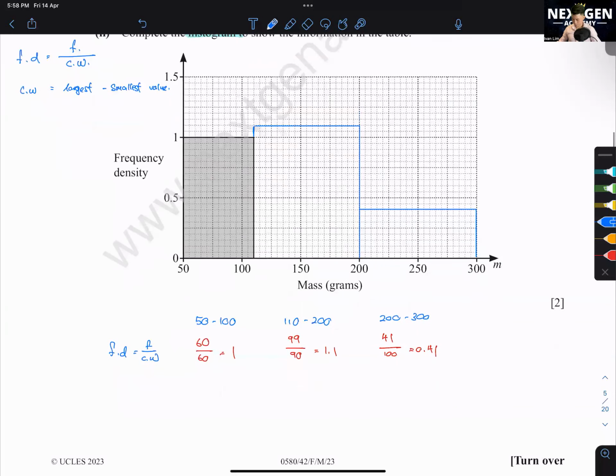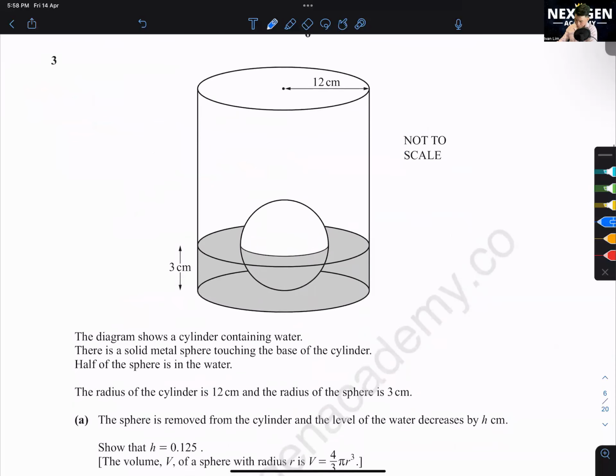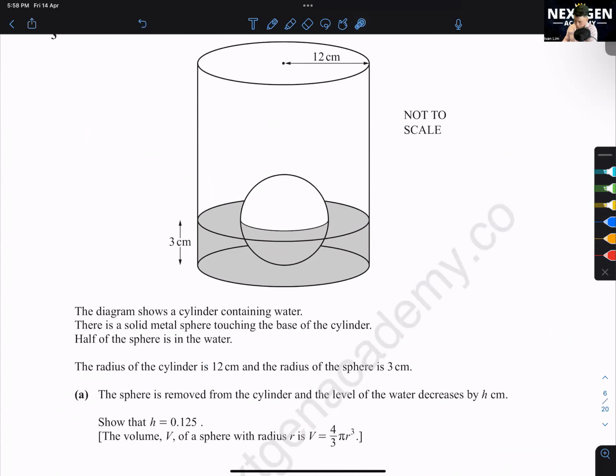Next one. Question 3. Question 3 is everything related to geometry. So make sure you all know all the formulas for your shapes. All right, let's read this question here. We have a cylinder containing some water. There is a solid metal sphere touching the base of the cylinder. Half of the sphere is in the water. So this one is half. The radius of the cylinder is 12 cm and the radius of the sphere is 3 cm.